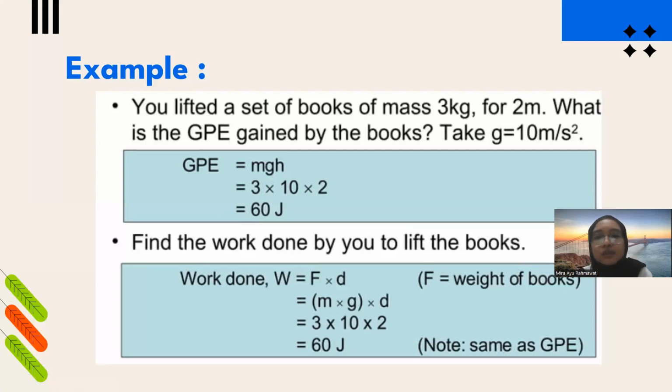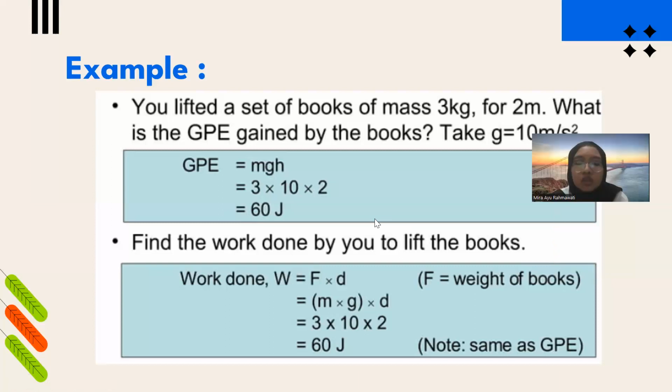Find the work done by you to lift the book. Work done W equals F times s. F is m times g. So work done is 60 joules.